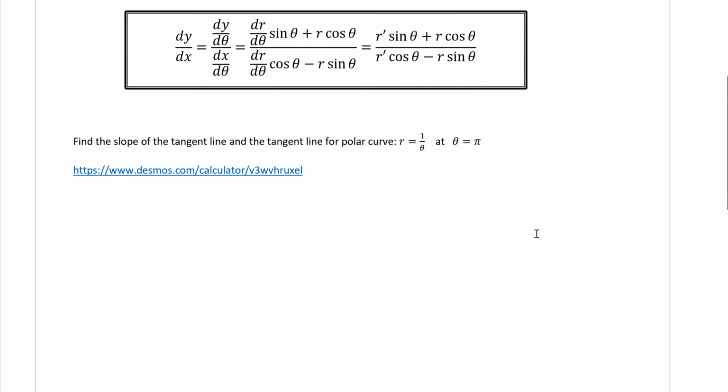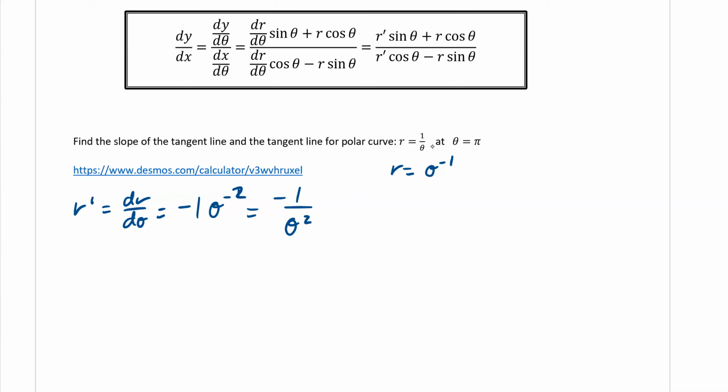All right, so let's try one. We have r equals 1 over theta. Let's prep this for derivatives. This would be theta to the negative 1. So our r prime, which is dr d theta, would be negative 1 theta to the negative 2, right? We subtract 1. So this is negative 1 over theta squared. So now we know r prime. We know r, and it's 1 over theta.